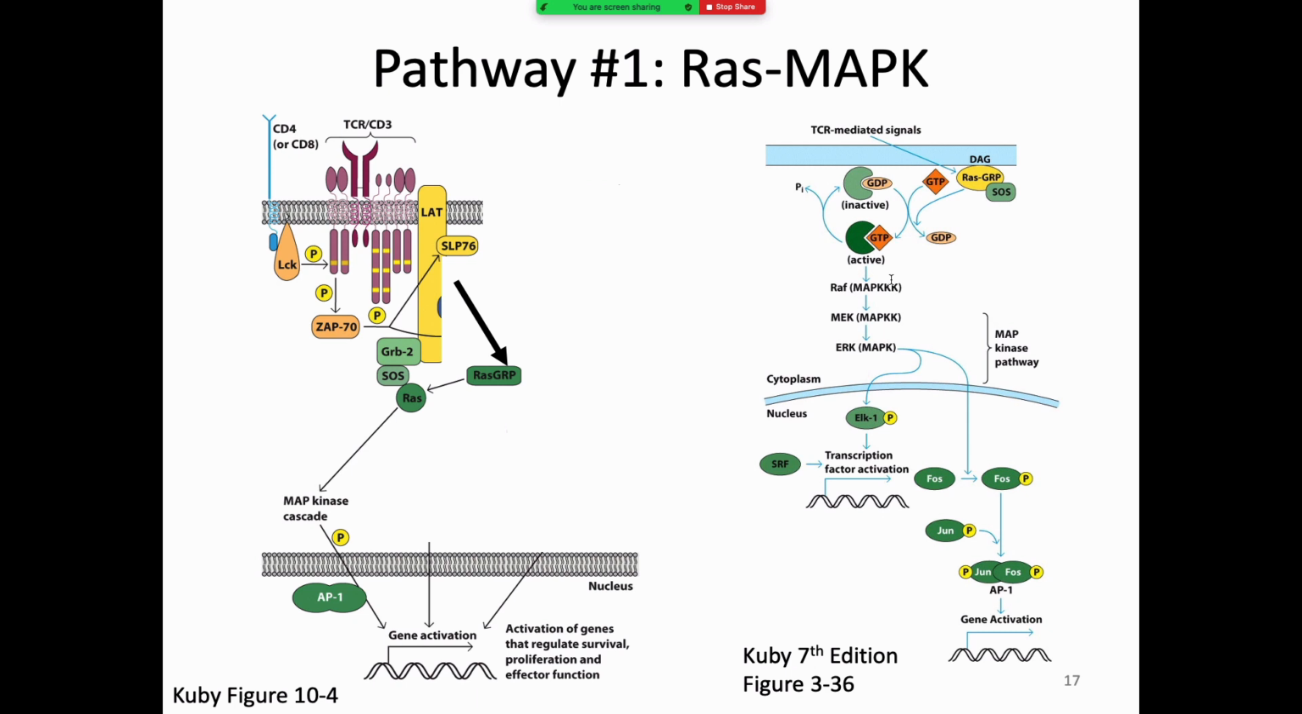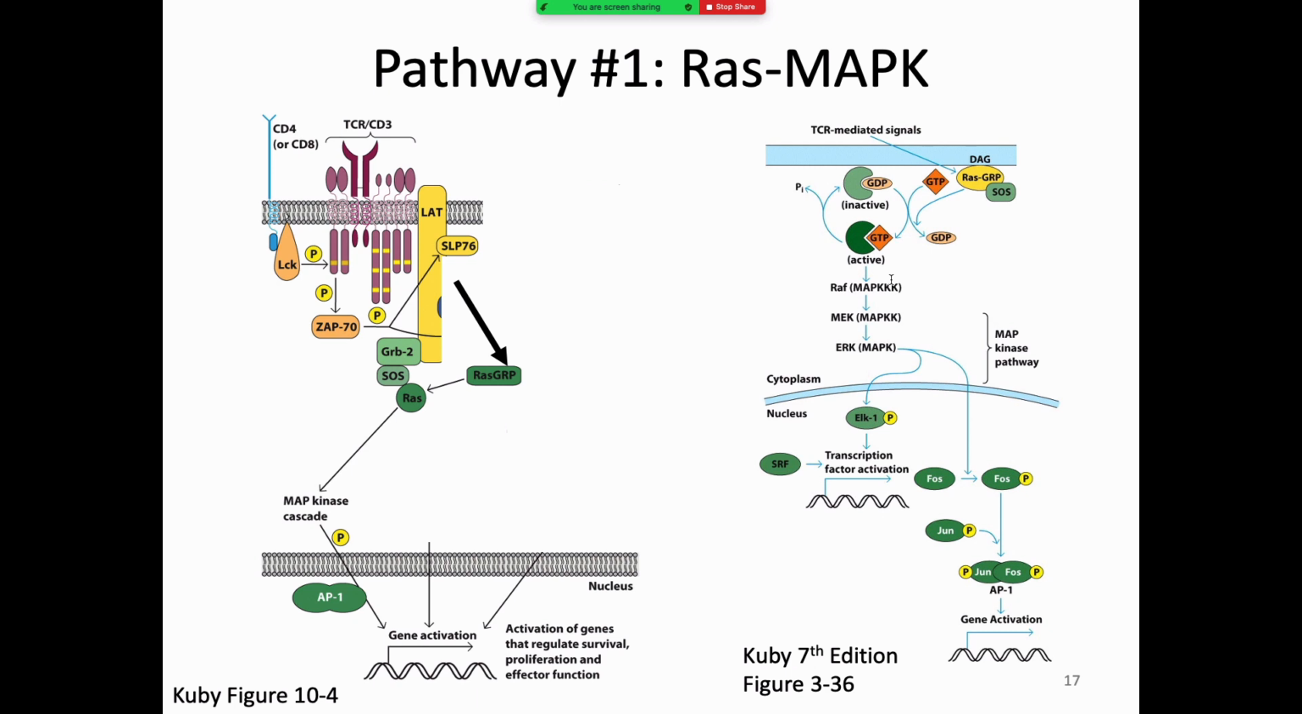They also have to get activated. They have to get turned on. They get turned on by a protein known as Ras. The name of this pathway is the Ras-MAPK pathway. Hopefully, you can see how it got that name and understand how this general pathway works.